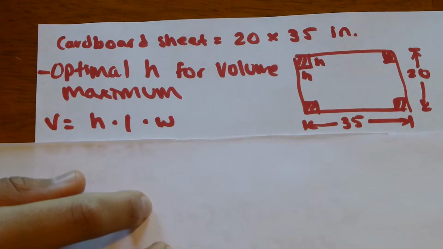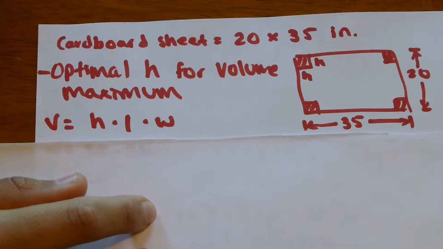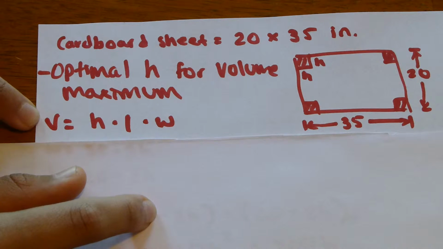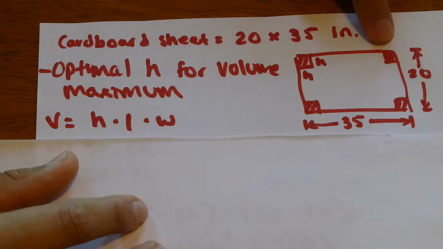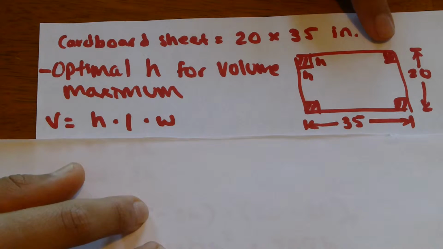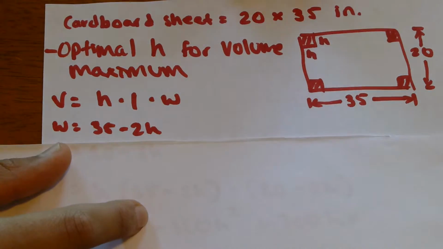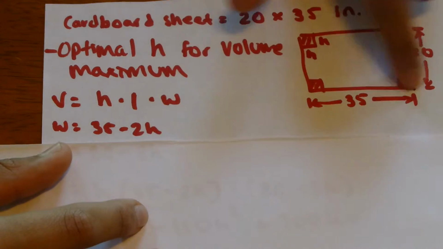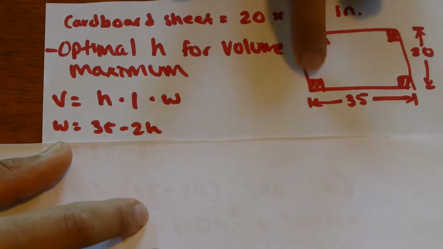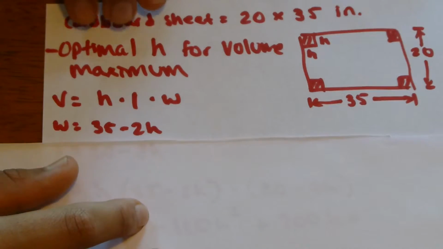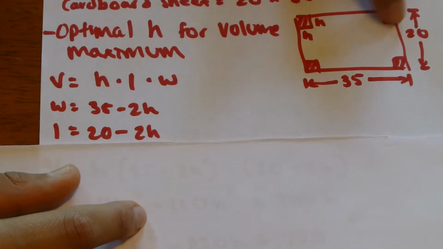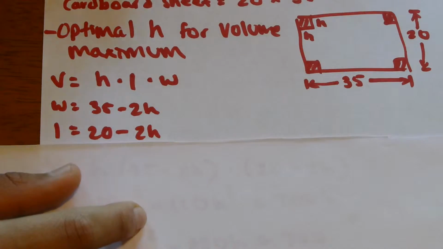Well, in this case, we need to find our optimal height for the maximum volume, given our 20 by 35 inch cardboard box. Now here we're given the volume formula, height times length times width. Now in this case, we can look at our diagram here and find out what the width and what the length is going to be. So we know here that the width is going to be 35 minus the 2h heights given here. And our length is going to be 20 minus the 2h lengths given here.